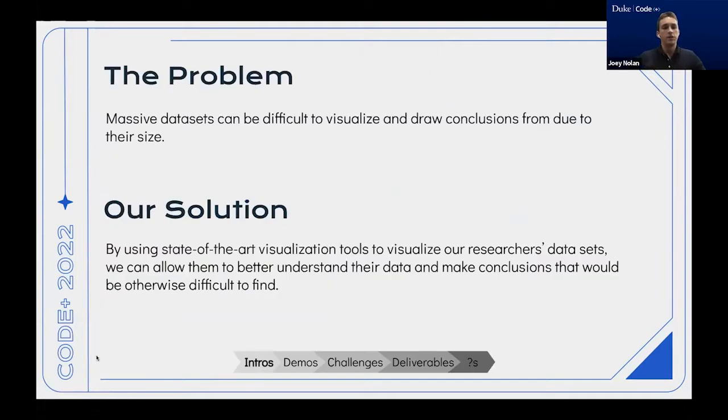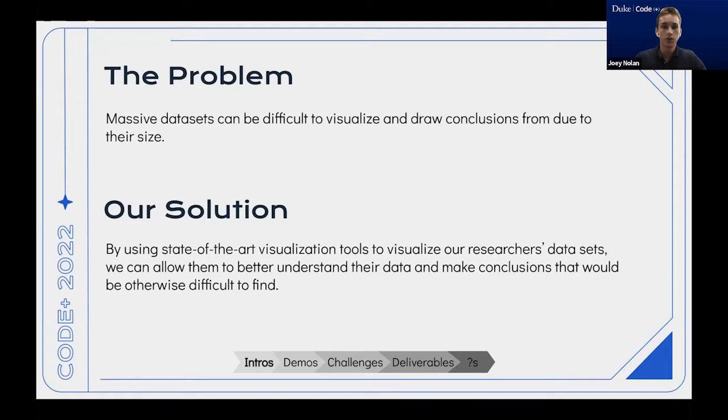One of the key benefits of modern technology is that researchers have access to millions of lines of data on a variety of topics. This comes with a problem, though. Datasets this large are difficult to visualize. It requires a lot more than copying and pasting them into an Excel document and pressing display graph. We've been tasked with solving this problem for two Duke researchers.